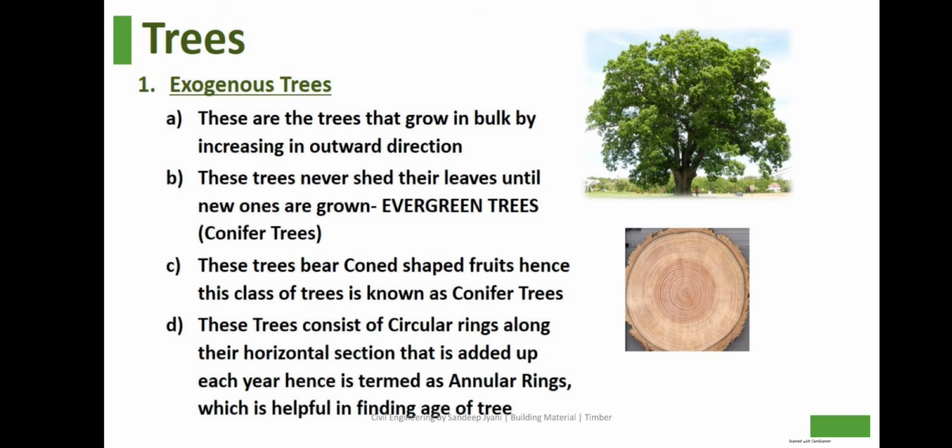Trees. First, exogenous trees. A. These are the trees that grow in bulk by increasing in outward direction. B. These trees never shed their leaves until new ones are grown. Evergreen trees. C. These trees bear cone-shaped fruits, hence this class of trees is known as conifer trees. D. These trees consist of circular rings along their horizontal section that are added up each year, hence termed as annual rings, which are helpful in finding the age of a tree.